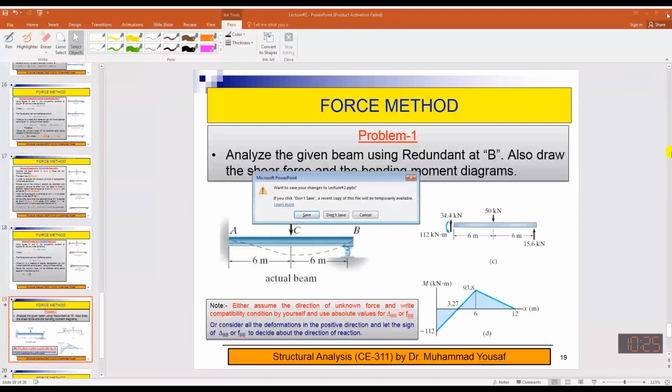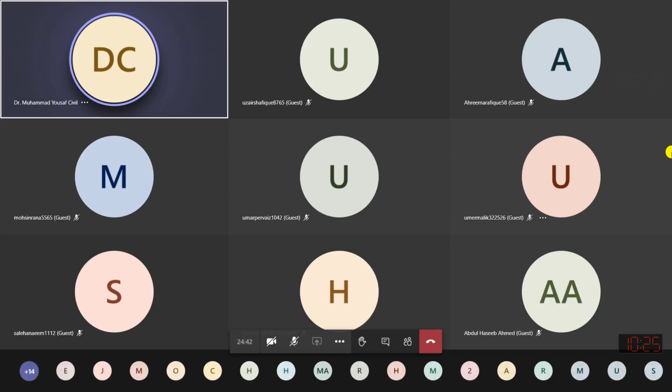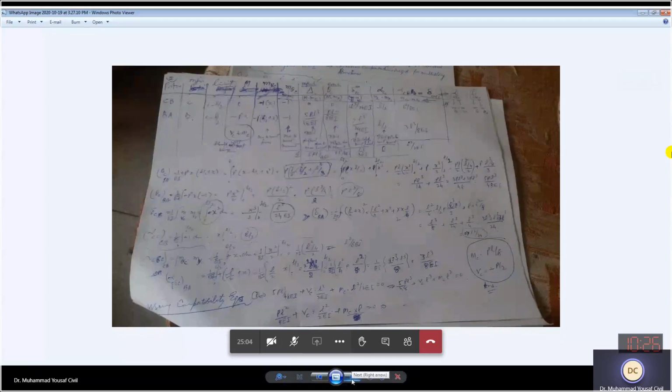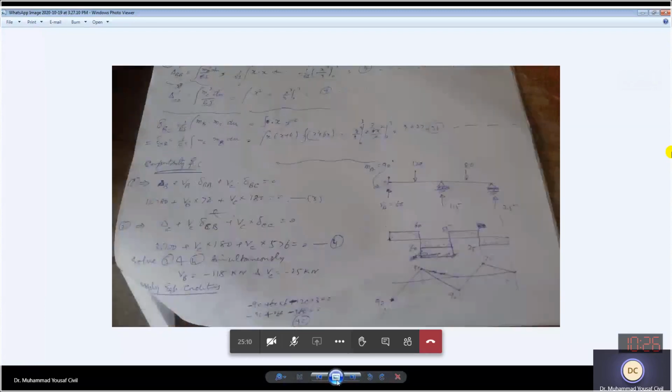Once again, I share the window. Anji CR, can you see this one?